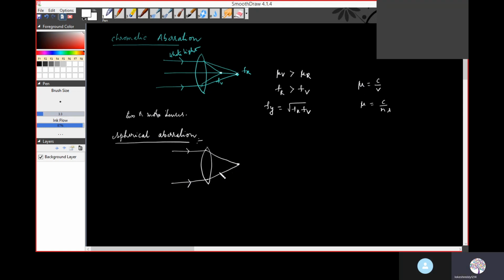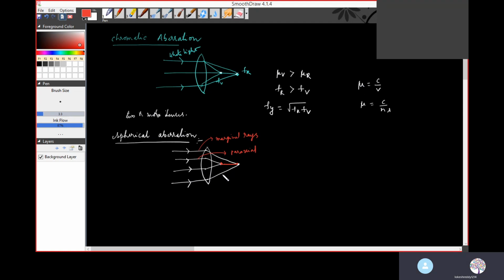And the paraxial rays, or the rays which are closer to the principal axis, will meet at another point. Marginal rays are meeting here, and paraxial rays are meeting at another point, so the image is not sharp.